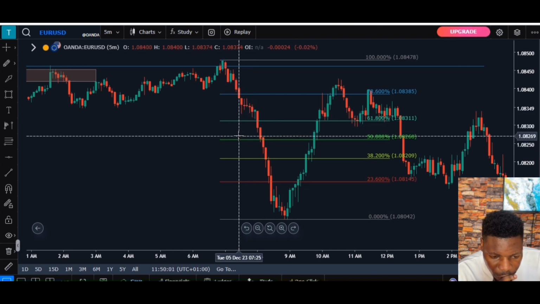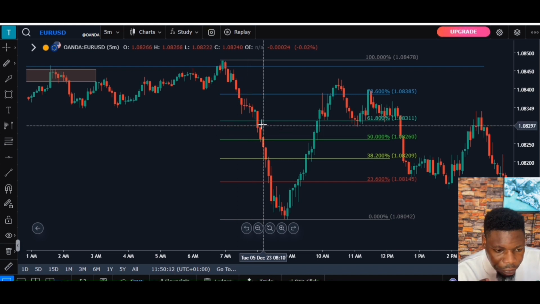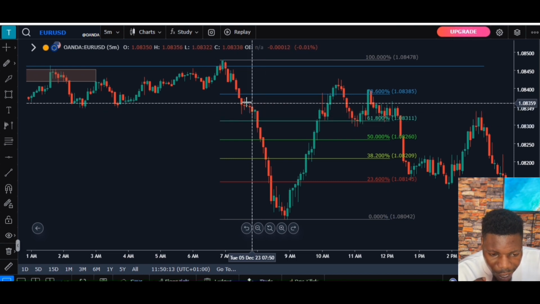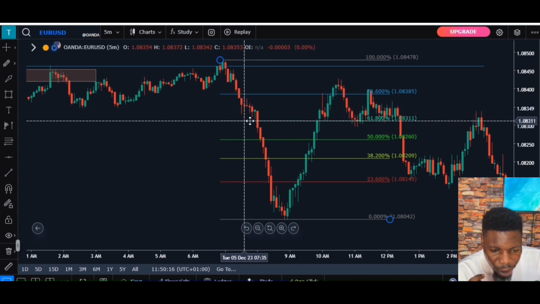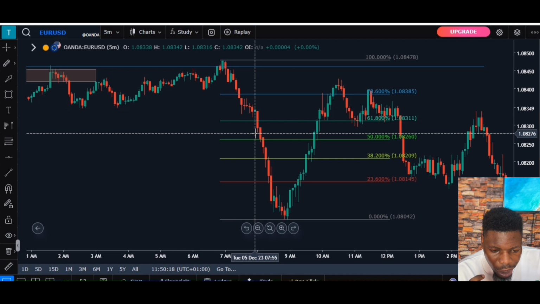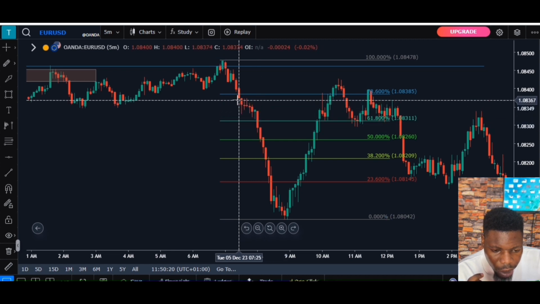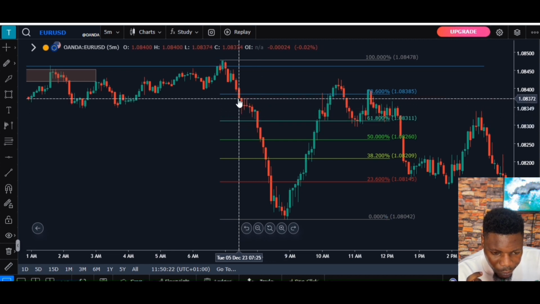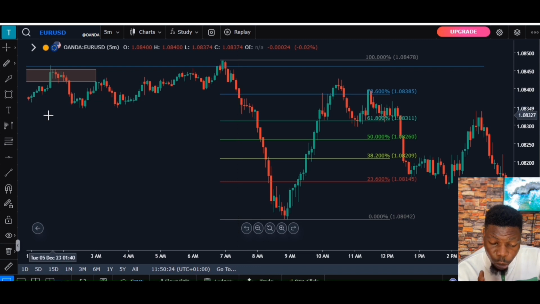Okay, this was an opportunity here where we could have entered, but to be on the safer side, sometimes we can try to wait to see a reaction from the market. So there was no reaction here, never happened. Okay, no reaction here. So there was some sort of reaction here. There was almost a reaction here, so we could have entered here.